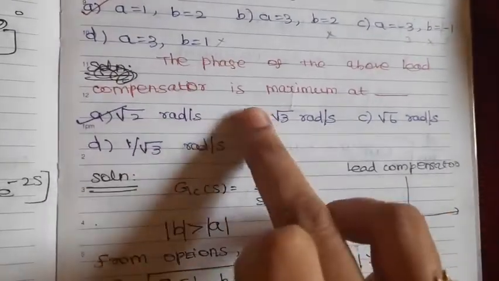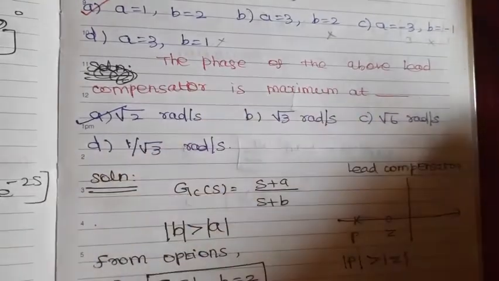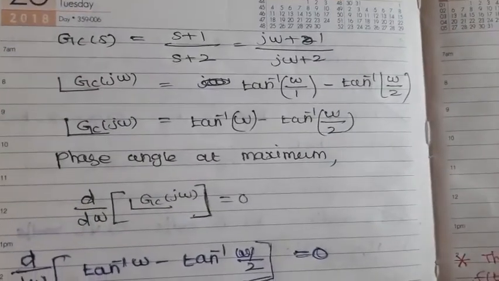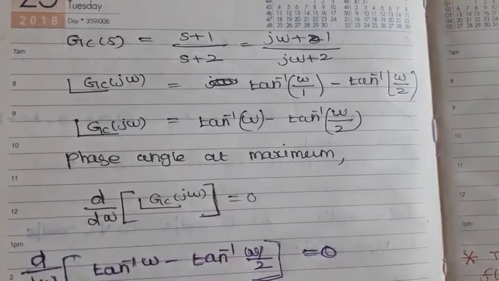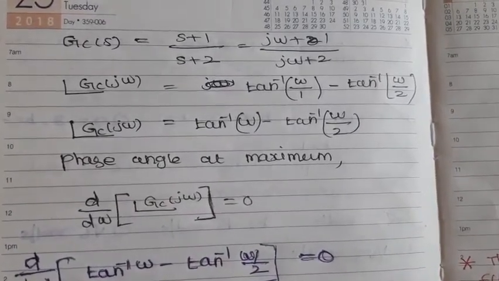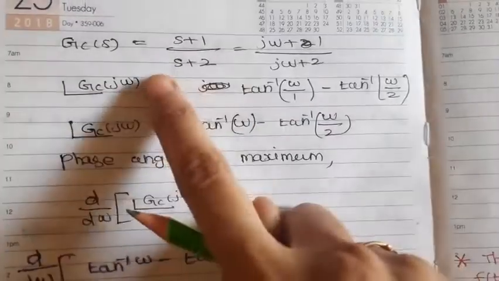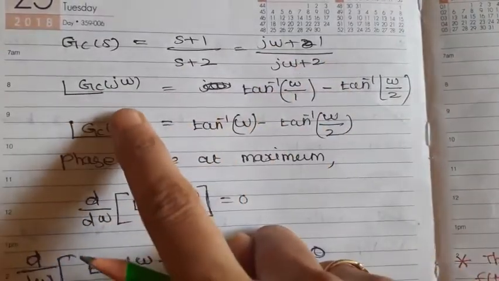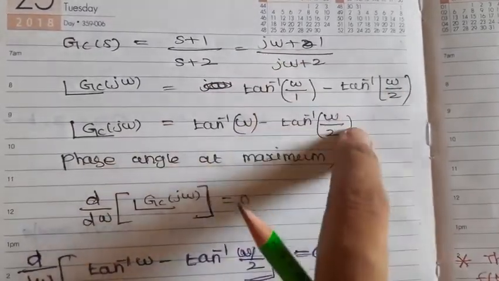Then what is the next question? The phase of the above lead compensator is maximum. When the phase of the above lead compensator is maximum, how can we find it out? We'll see. First, the maximum phase angle is found from d by d omega of the angle of Gc of j omega equal to 0. First find Gc of j omega. Substitute s equal to j omega here. Then find the phase angle: tan inverse of omega by 1 minus tan inverse of omega by 2.